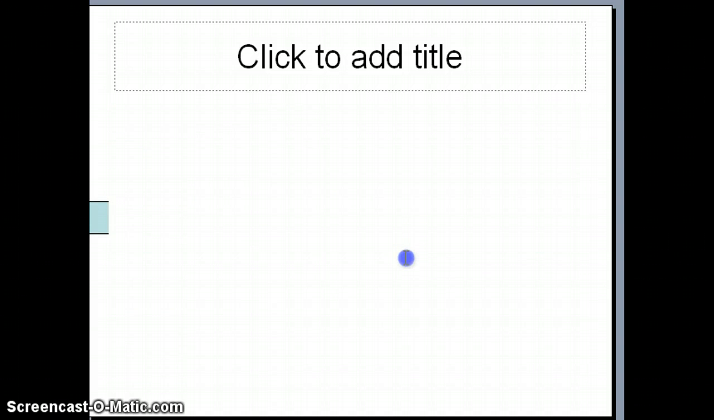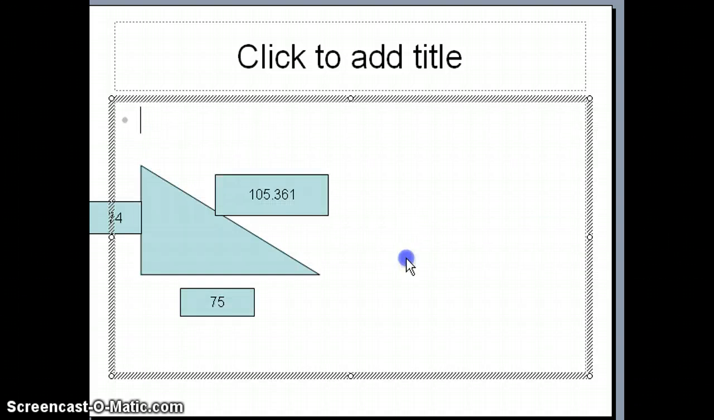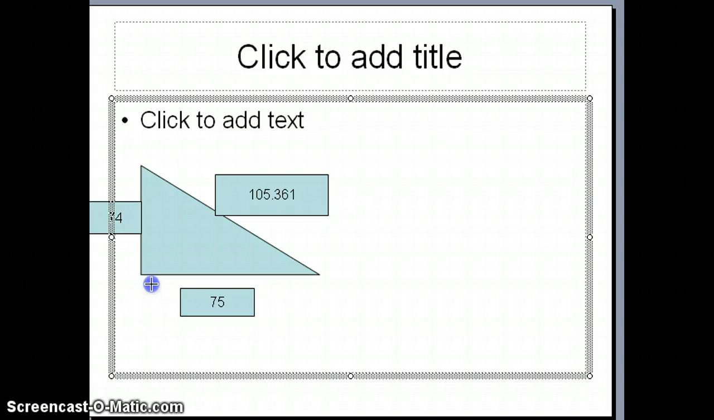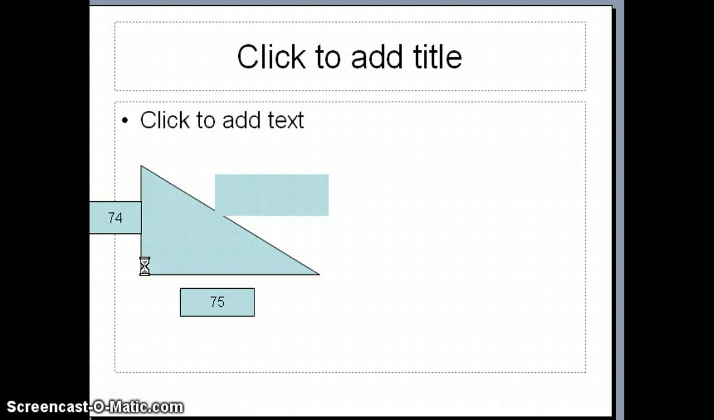Okay, now first of all, we already know that this is a right angle. So we know that it's 90. So these two have to add up to 90. So we only have to find one, and then we can do simple subtraction.